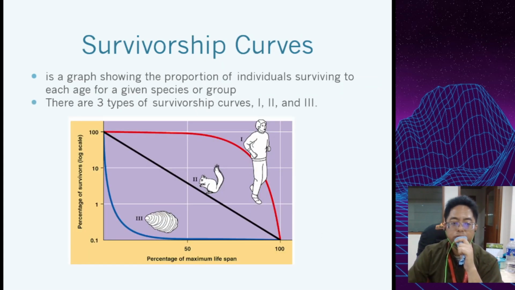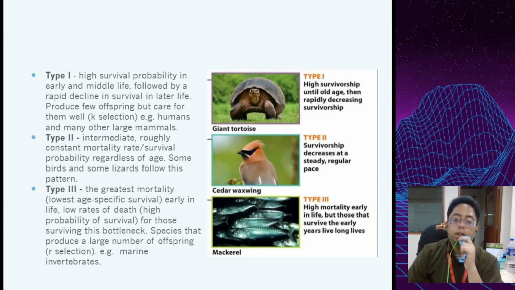Okay, survivorship curves. This is a graph showing the proportion of individuals surviving to each age for a given species or group. There are three types of survivorship curves: 1, 2, and 3. Type 1: high survival probability in early and middle life, followed by a rapid decline in survival in later life.